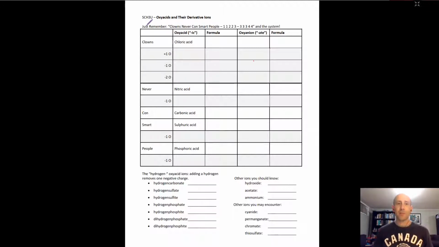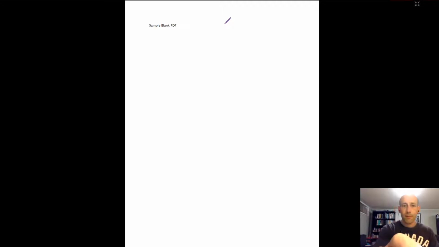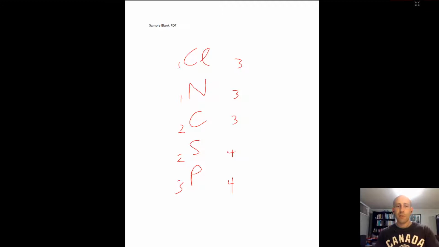In order to memorize this, you just have to remember that clowns never con smart people, and this number, 11223333344, as well as a system that goes along with it. Let me show you why you need to memorize clowns never con smart people and those numbers. Here's how it works. You write clowns never con smart people. The phone number to memorize is 112233334. And then we fill in hydrogens and oxygens for the rest.